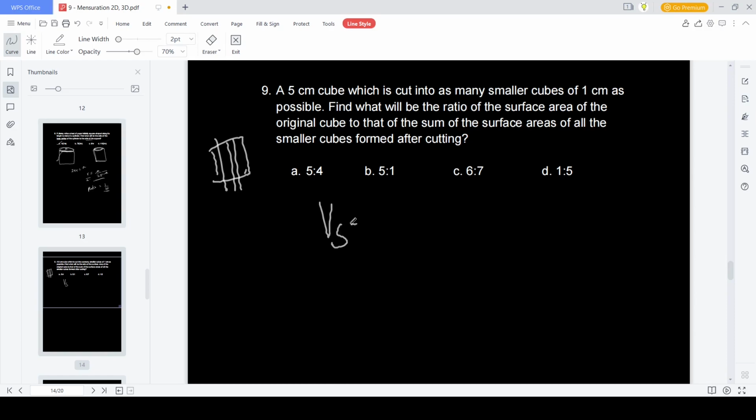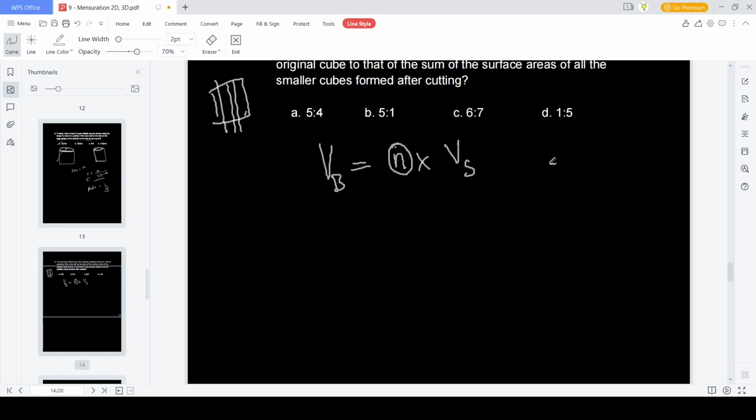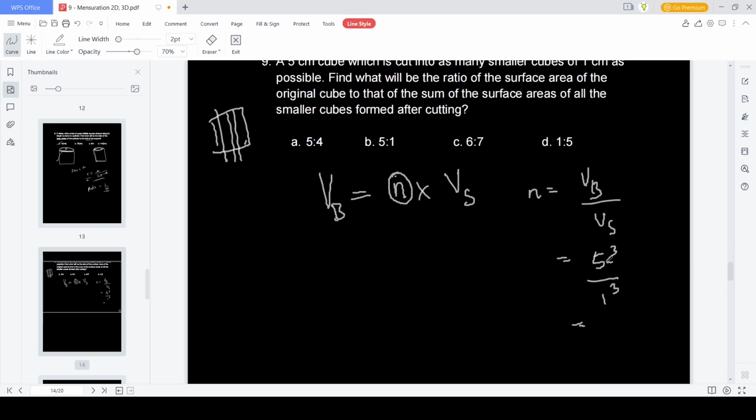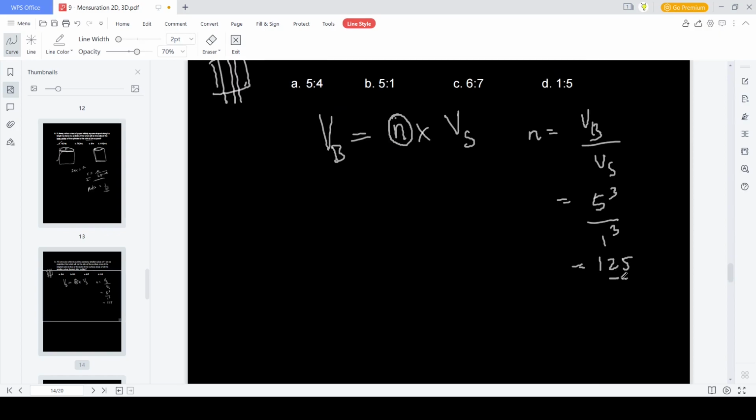So the volume of the bigger cube is equal to n into the volume of the smaller cube, where n is the number of 1 centimeter cubes it can be cut into. So you get n as the volume of the bigger cube divided by the volume of the smaller cube. The volume of a cube is a cube, so if it is 5 centimeter, it will be 5 cube, and if it is 1 centimeter, it will be 1 cube. So this is 5 cube, which is 125. So 125 pieces will be cut.